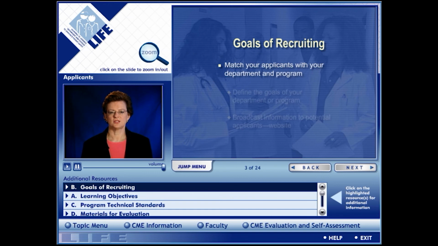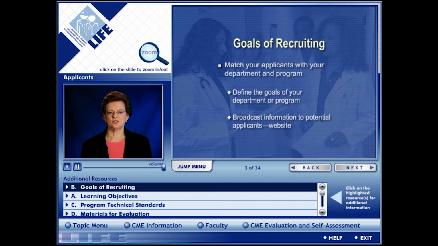To accomplish this, you need to design a process for recruitment as well as policies for selecting your applicants. The first step is to identify the culture of your program, define the goals of your department or program, and make sure that they are broadcasted to interested applicants. Some departments have a formal mission statement that addresses these issues.